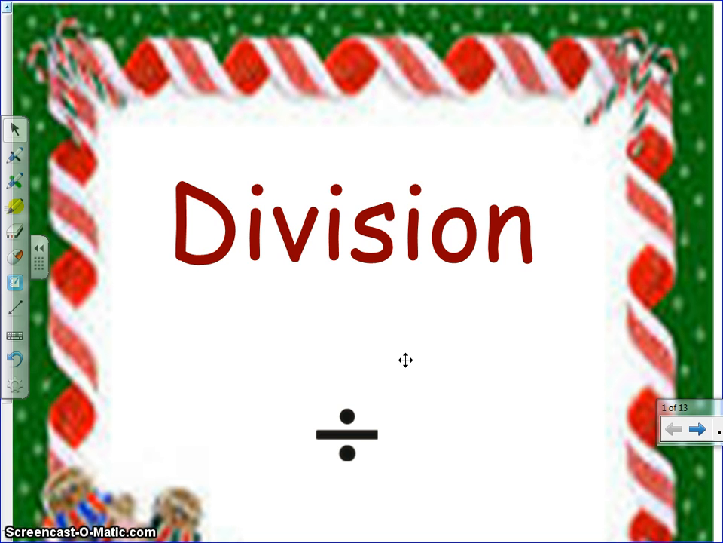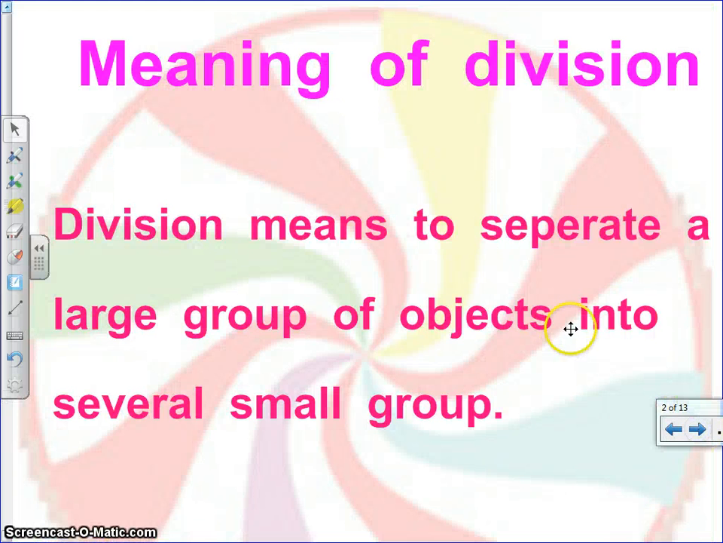So let's take a look and first see what division is. Division means to separate a large group of objects into several small equal groups. Okay? So we're going to take a large amount and divide it into smaller equal groups. This is why I said it's the opposite of multiplication, because in multiplication, remember, we had equal groups and then we multiplied to see how much we had all together. Well, this is the opposite. We have a big amount all together, and now we're going to share them equally and divide them into smaller groups. As you see what this looks like, I think you'll catch on really quick.